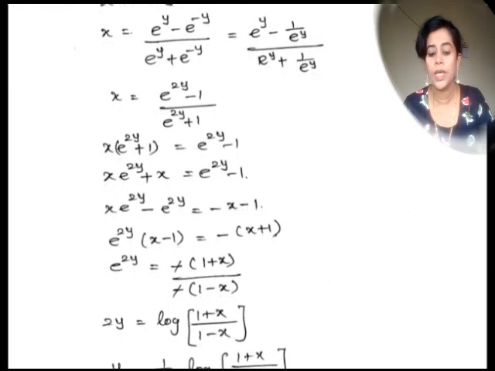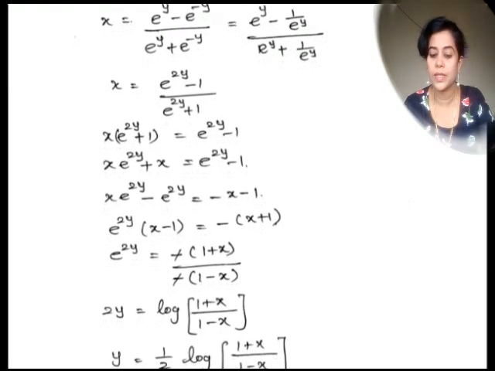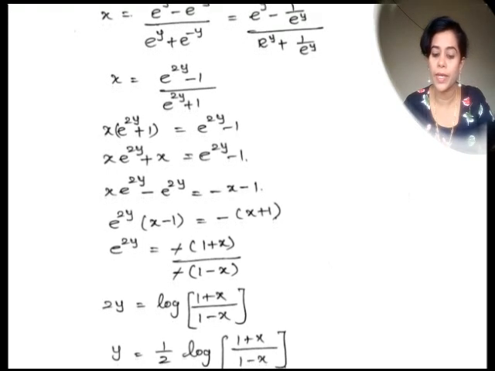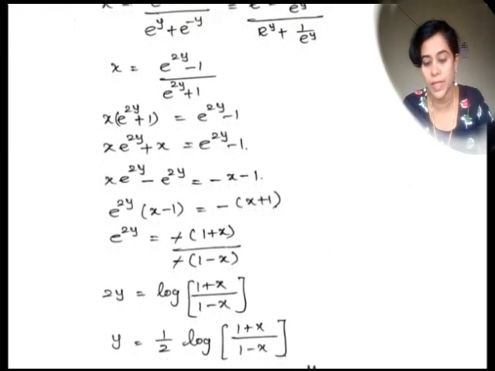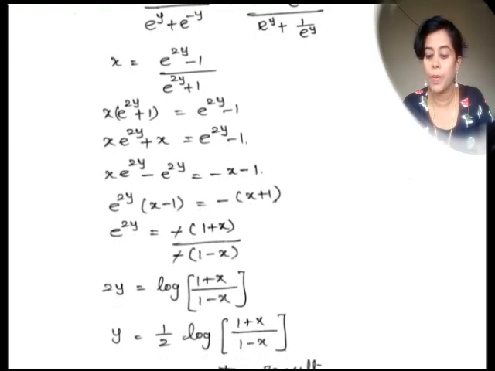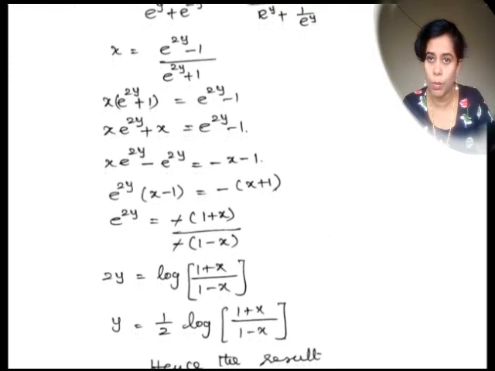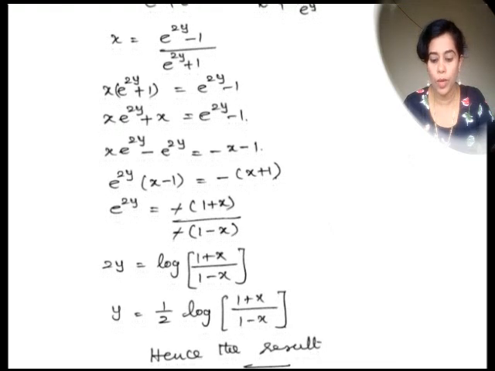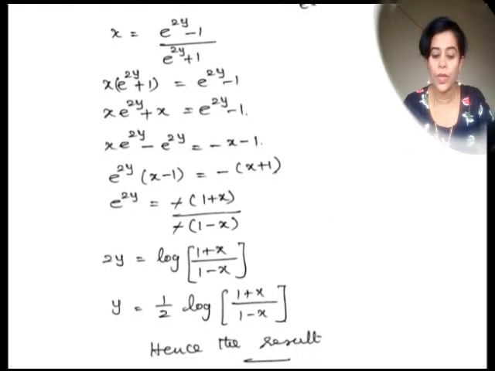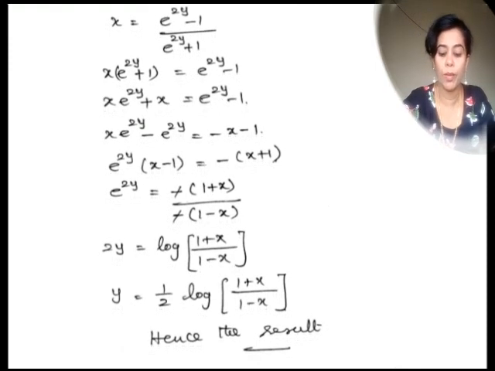So therefore, e power 2y times x minus 1 equals minus of 1 plus x, and here x minus 1 can be written as minus of 1 minus x. So therefore, minus minus gets cancelled. So e power 2y is equal to 1 plus x divided by 1 minus x. Taking log on both sides, 2y is equal to log of 1 plus x divided by 1 minus x. So therefore, y is equal to half log of 1 plus x divided by 1 minus x.